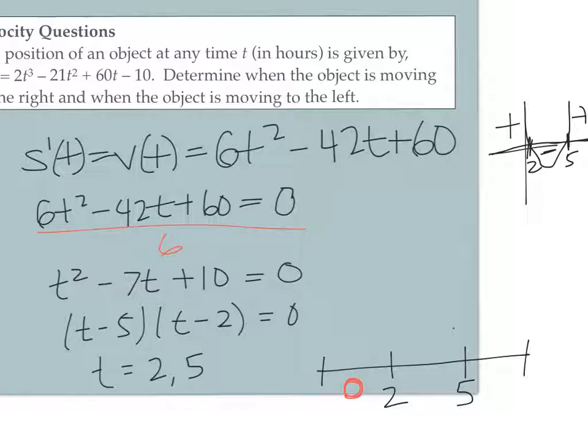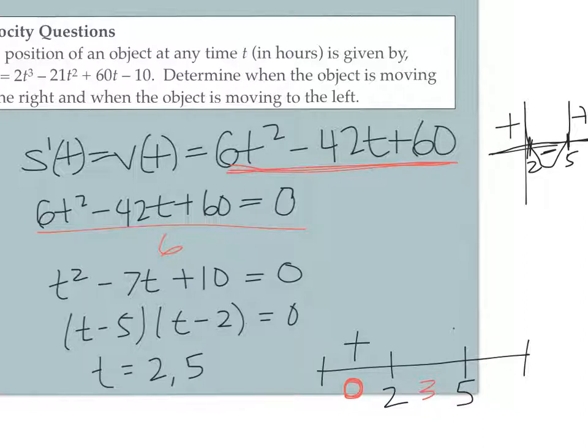If I plugged 0 into this expression for t, what would I get? 60. So that's positive, so I just put a little plus sign there to represent that in that section it's positive. Then I pick another number that's somewhere between 2 and 5. So 3, maybe, or 4. There's lots of choices that would all work.